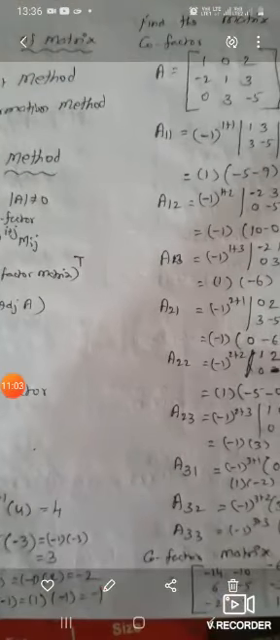Now listen, these values, this element A11, A12, A21, A22, are called cofactor elements. How to find out the cofactor matrix? See the next one. I have taken a 3 by 3 matrix. How to find out the cofactor matrix? So first you have to find out the cofactor elements and write them in matrix form.